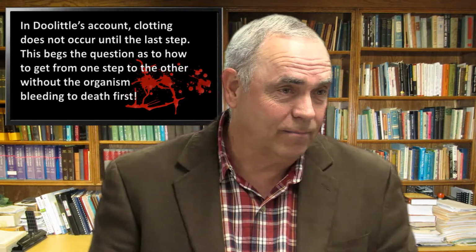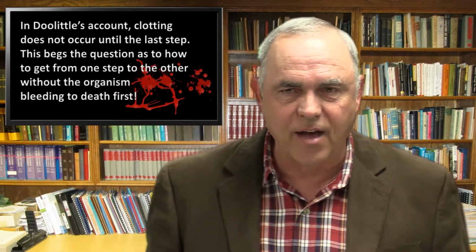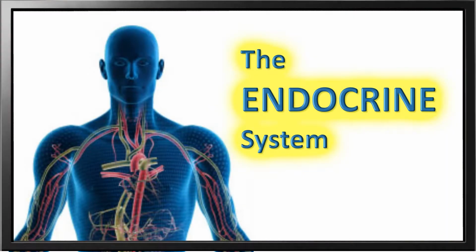How do you get there? How do you get from that last step? And how do you get from each one of these steps where death hasn't occurred before it occurs? That's our 5-minute warning, so I'm going to go through this very quickly.